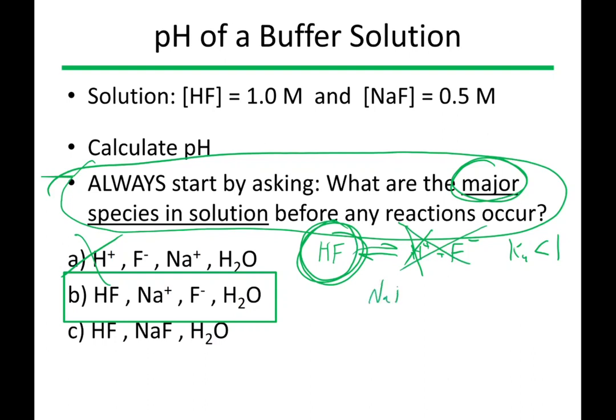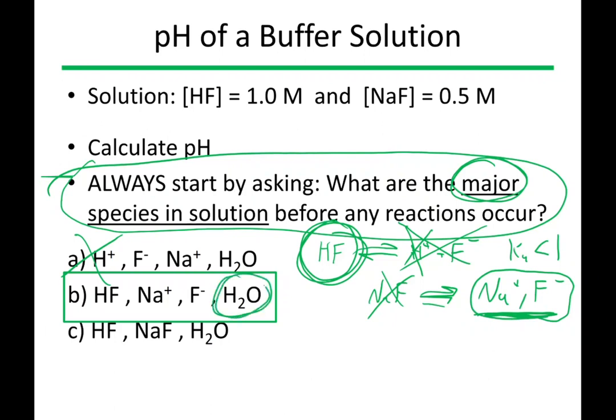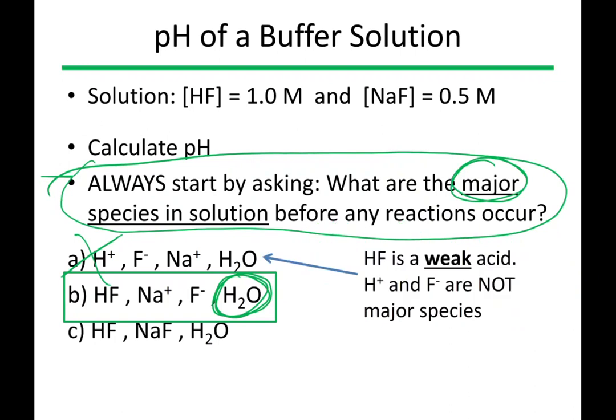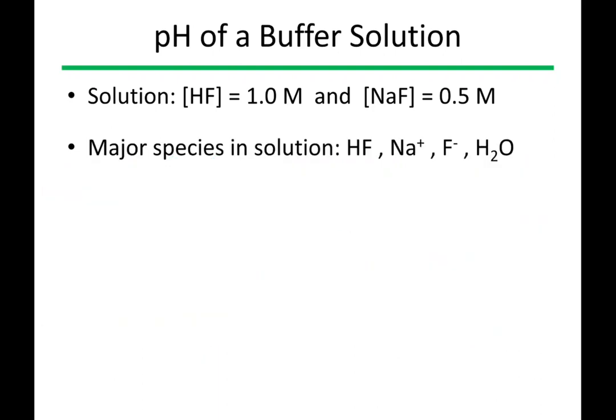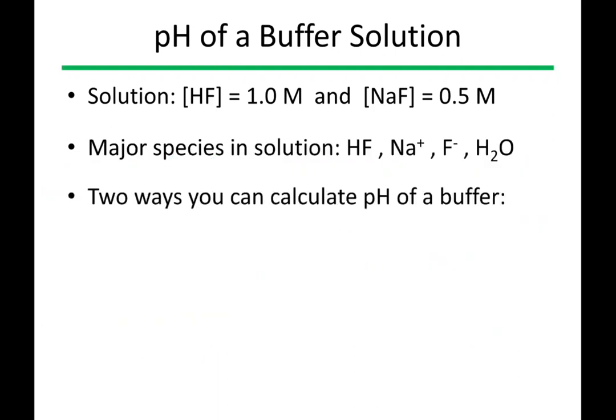NaF is completely soluble, so that's a one-sided arrow. And if this is the case, we'll only write the products. There's none of this left because it dissolves completely. So these are the major species donated from NaF. We also want to keep track, this is an aqueous solution, so water is always going to be a major species. It's going to be the most abundant species because we've dissolved it in water. So as a reminder, anything that's weak does not dissolve completely. The products are not going to be major species. So we have our solution and we've identified these major species. And now we can look at some ways to calculate the pH.